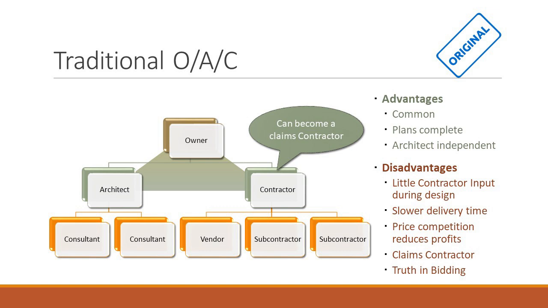Interestingly enough, I know there's 6 bullets for disadvantages and 3 for advantages. I still say the advantages outweigh the disadvantages. That's why it's the traditional model, why everybody uses it. The simplicity and the frequency that it's used kind of make this more common. Okay. Next.